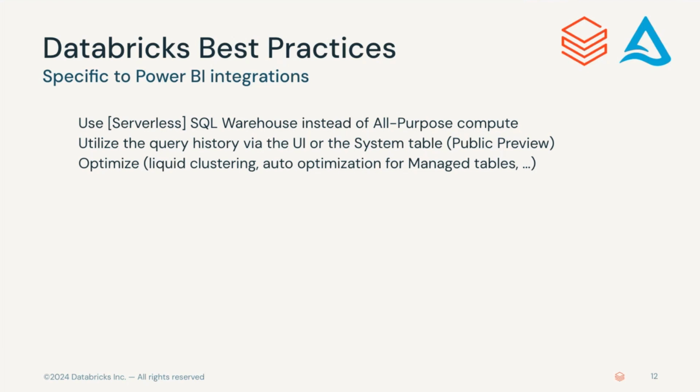Optimize. So Delta tables can be optimized. Now, if you are on Unity Catalog and your tables are managed tables in Unity Catalog, you have a few features that are available to you. You can do predictive optimization. So Databricks will manage the optimization of those managed tables for you.